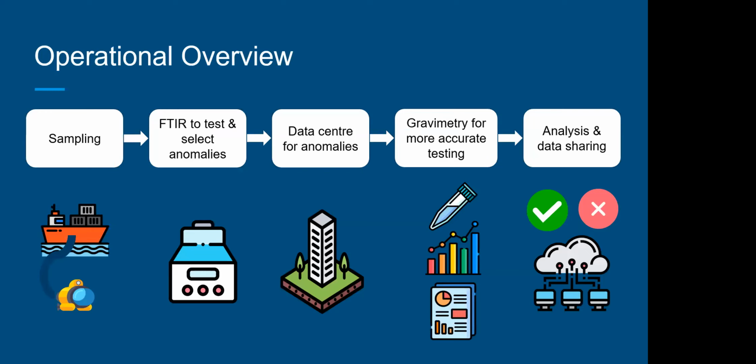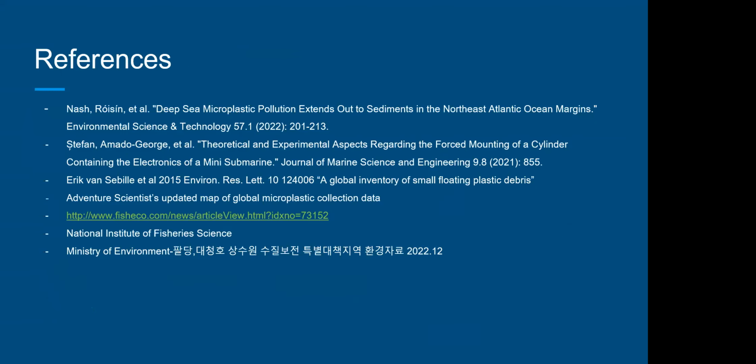So to just go back over our final plan, we have our ships with ROVs for sampling, all of which undergo FTIR locally. We have all the data, and select samples will be sent to a data center where they can undergo gravimetric analysis, and that final data can be compiled and analyzed. And those are our references. Thank you very much.